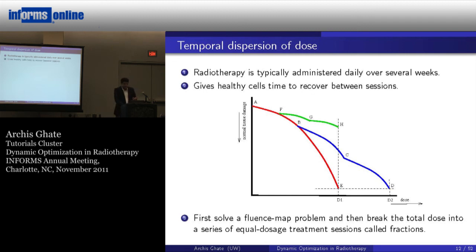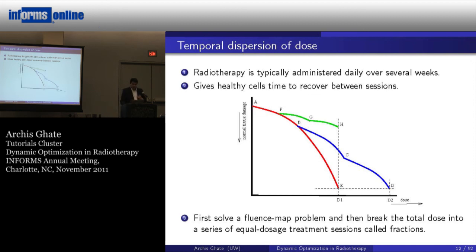And one of the reasons for this is that healthy cells actually have better ability to recover from damage than tumors. So the idea is that if you give 8 to 12 hours between 2 treatment sessions, by the time the patient comes back, whatever damage was done to the healthy cells, they would have actually recovered from that. Okay, so that's one of the reasons you actually do this temporal dispersion. So rather than giving the whole thing one shot, you actually give it over several weeks.